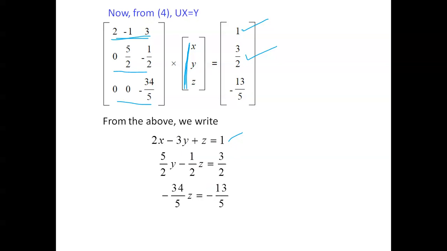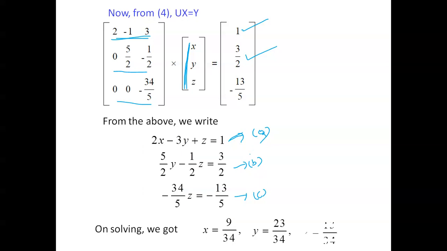So simplifying from this step, we have calculated the z value and substituted the z value here. We have calculated the y value, and then we have to find out the x value. So on solving, we got x equal to 9 by 34, y value is 23 by 34 and z value is 13 by 34. So these are the solutions.